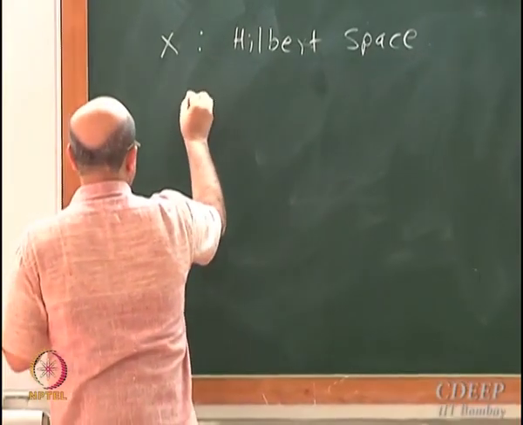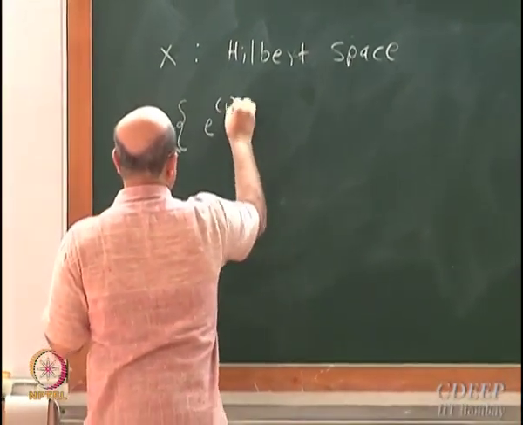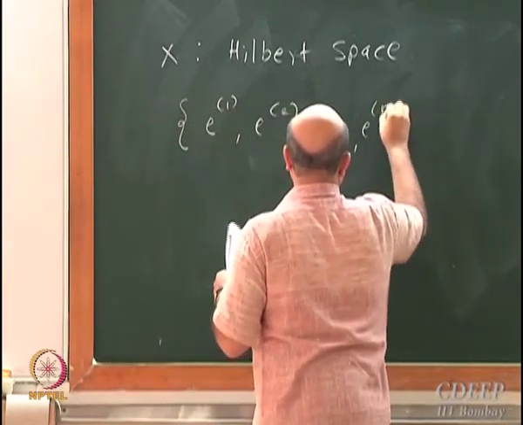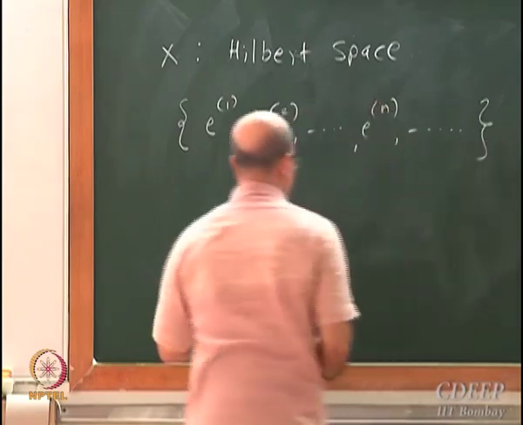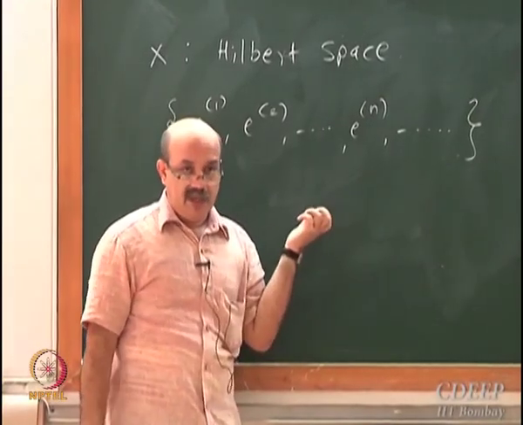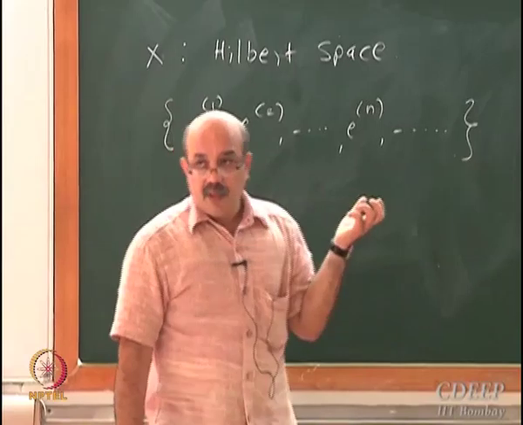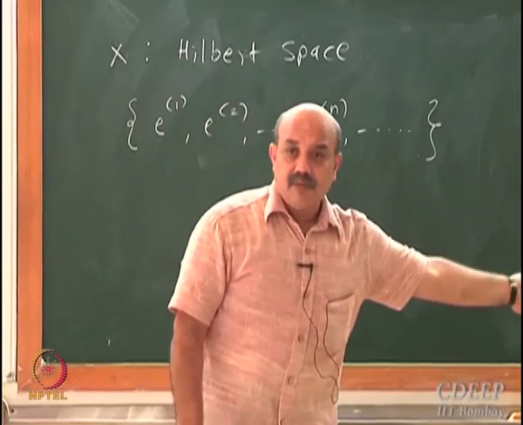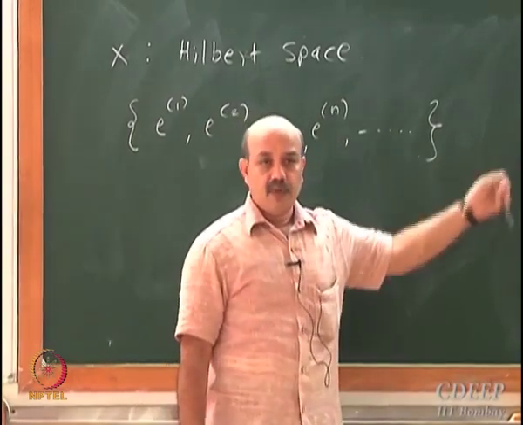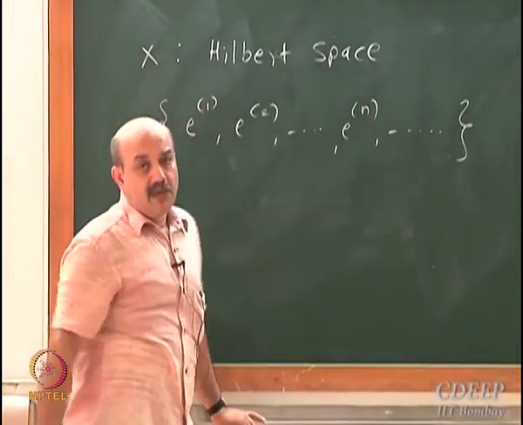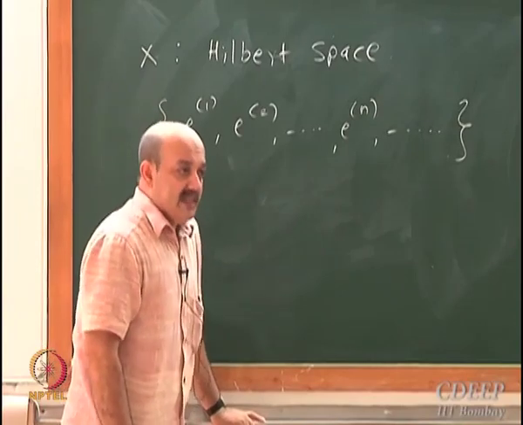So in general, you are given a basis, which I will call e1, e2, up to en. This could be a finite basis, this could be an infinite basis, depending upon what kind of inner product space you are looking at. If you are looking at the set of continuous, twice integrable functions, then this will be an infinite basis. So I may have a finite number or an infinite number of elements in my basis set.